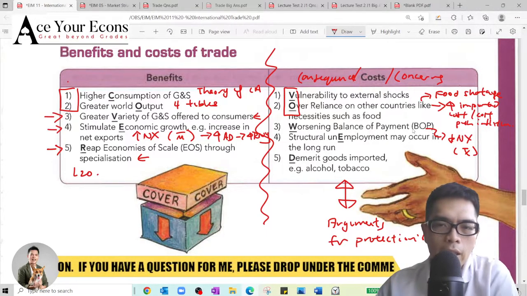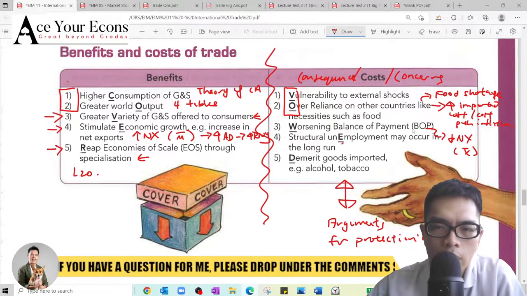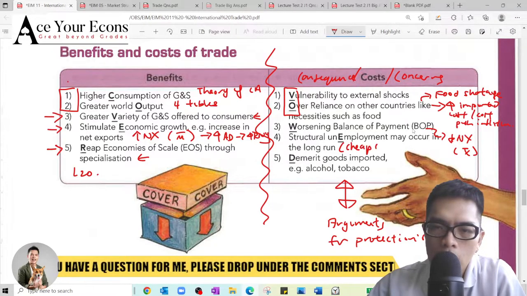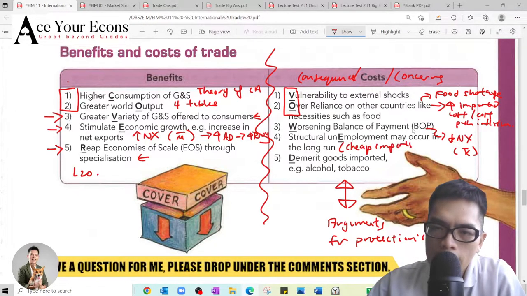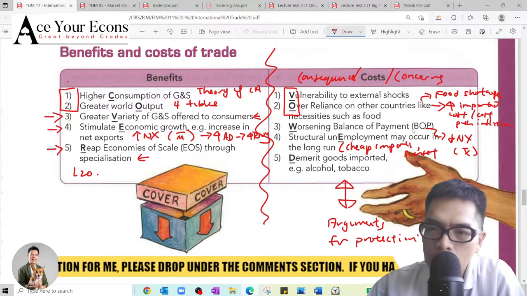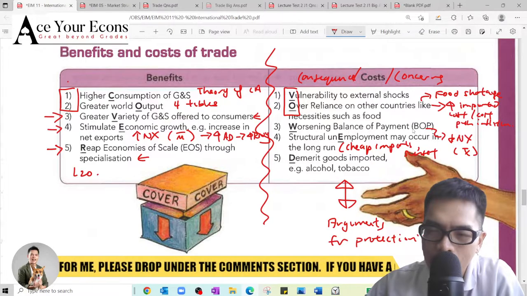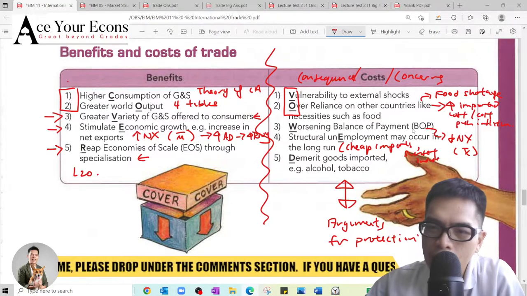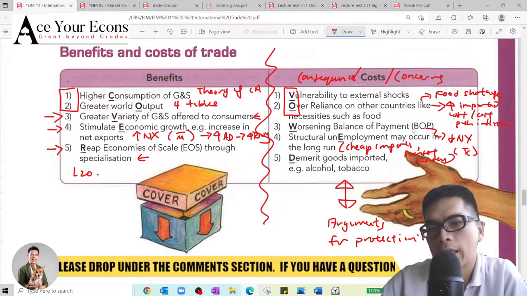So some of the key terms that you want to be concerned about are cheap imports and sunset industry. Sunset industry simply tells you that the industry is declining.